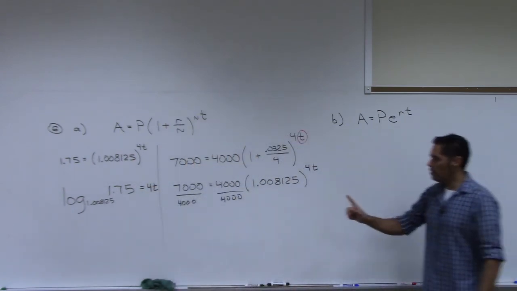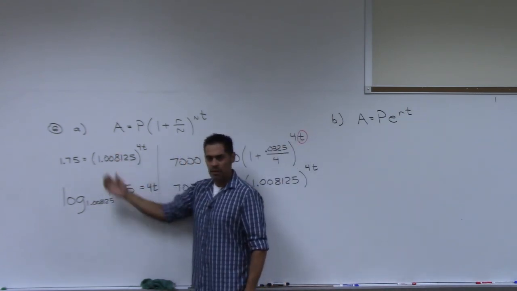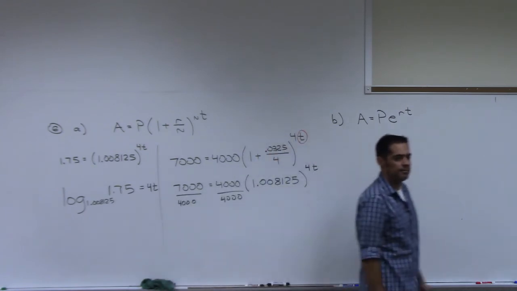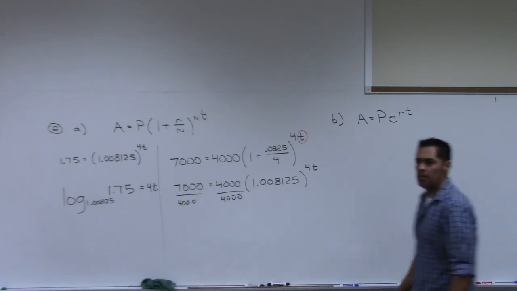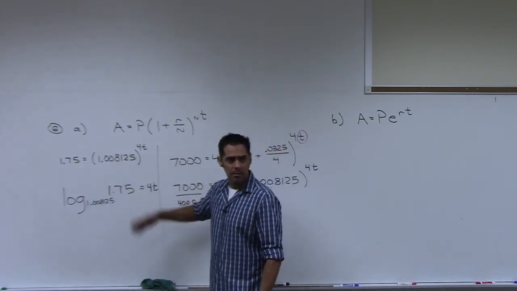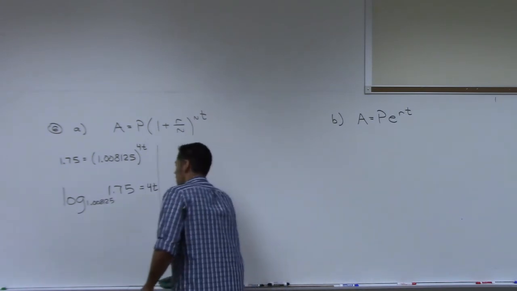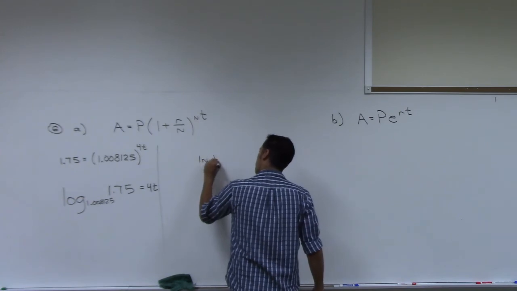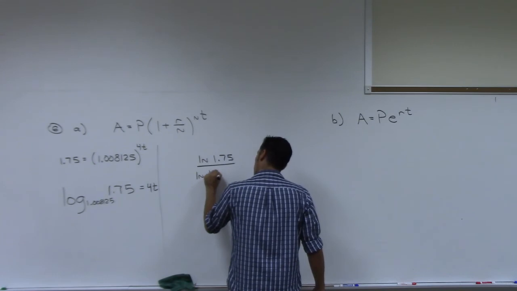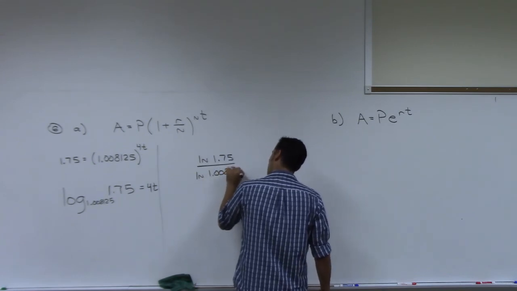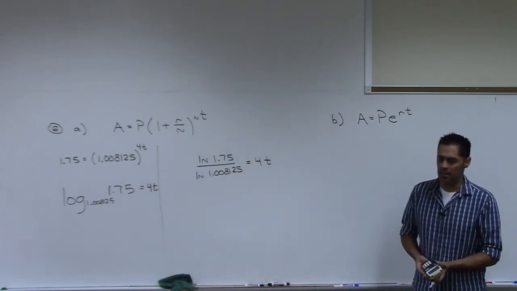Just double check it with the loop. This raised to this equals this. That's the original equation. Now, how are you going to handle the left side? What are you going to do on that left side? The change of base, the ln over ln. Okay, so take your natural log of 1.75 and divide that by natural log of 1.008125. And that will be 4 times t, won't it? 4 times t.